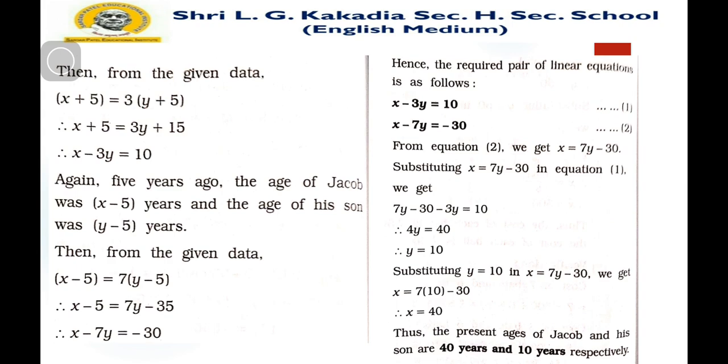So we can find the age of Jacob and his son from the problem by using linear equations in 2 variables. So we can solve any problem given in such a way, then we can find the value of x and y, or the unknown value of any given problem.